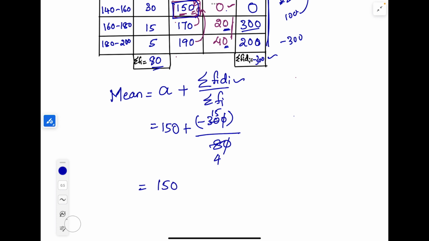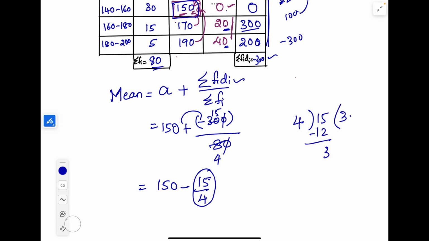Okay, so we will be getting 150 plus into minus is minus, 15 by 4. So children, you divide this value. Instead of taking LCM and getting a bigger value, these are small numbers, right? We can divide always. Okay, 4 3s are 12, so we will be getting here 3.0.